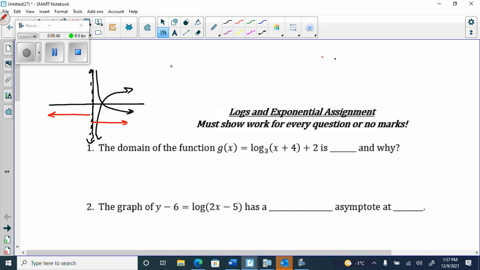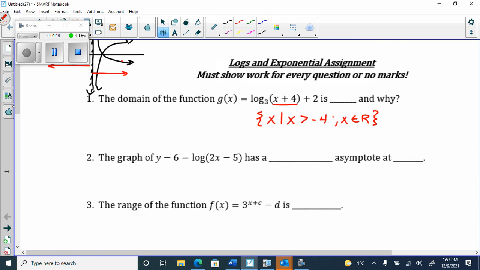Your domain to flip. If it's faced like that, how can I get this to be over here? Reflection in the y. So I have to have a negative x in order for my domain to flip, correct? So if I look here, do I have a negative x? No. So what is the domain of my function? X is greater than negative 4. And it's because you have a vertical asymptote at x equals negative 4 and you don't have a reflection, right? So it can't actually equal it.